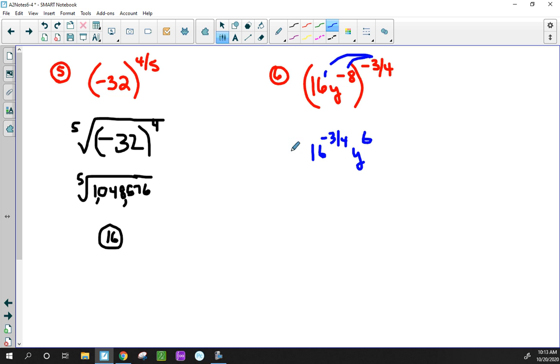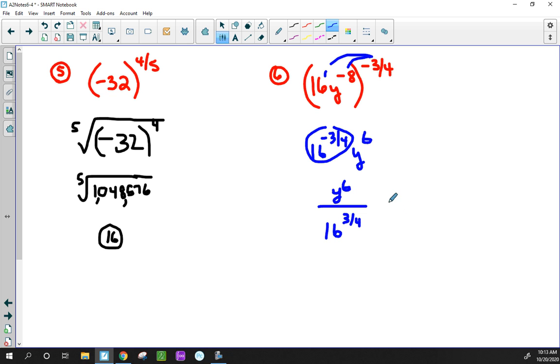This is not simplified, so your next move should be to notice that 16 has a negative power, so this entire piece right here that I'm circling needs to go to the bottom of your answer. So we're going to put it underneath that division bar, and we're going to call it 16 to the positive 3/4. Okay, y to the 6th is going to stay on top where it is.